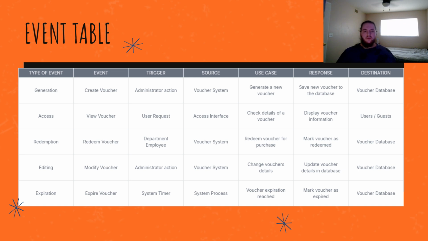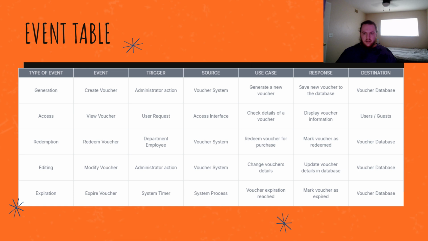So the first one would be the generation event, where we are creating a voucher. The trigger is the administrator action. The source is the voucher system. The use case would be just when an administrator decides to generate a new voucher, and administrator, of course, being the employees and management. And then the response would be the system saves the new voucher into the voucher database. And then the final destination is the voucher database.